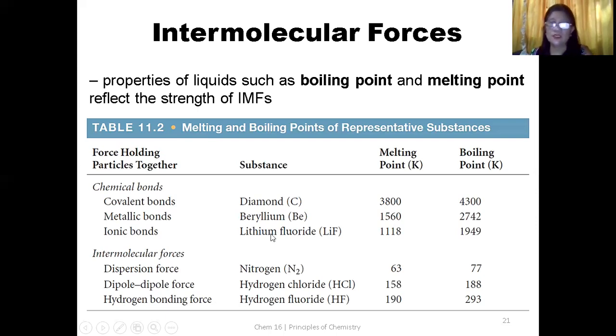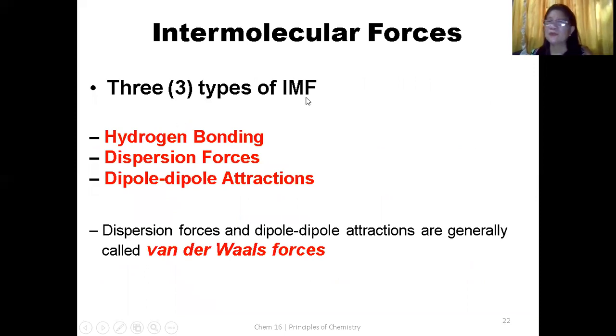Okay? So this is just a way of showing you that the chemical bonds have a higher melting and boiling point than intermolecular forces. So there are three types of IMF, as we can see here. That is the hydrogen bond, dispersion forces, dipole attraction. Dispersion forces and dipole attraction are commonly called van der Waals forces. These two, dispersion and dipole.